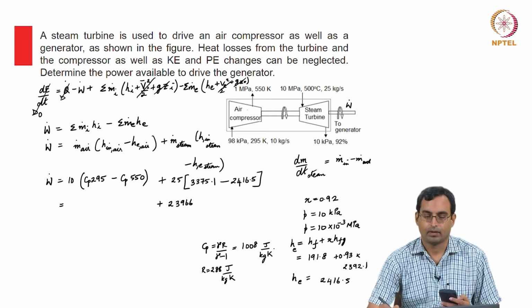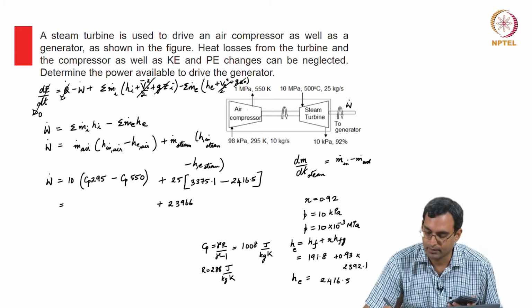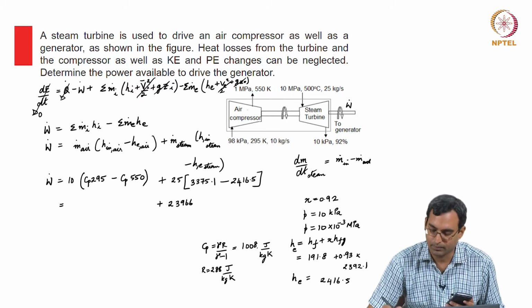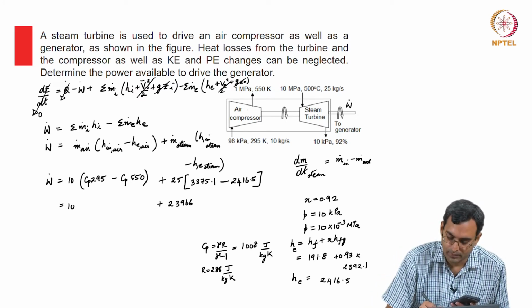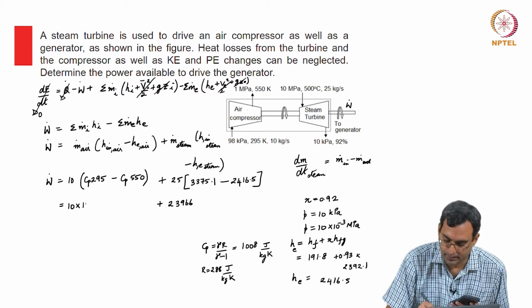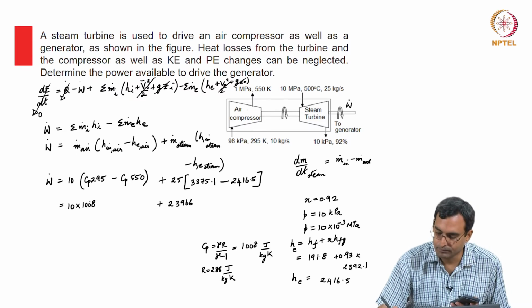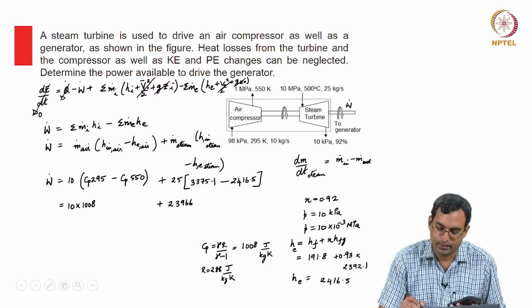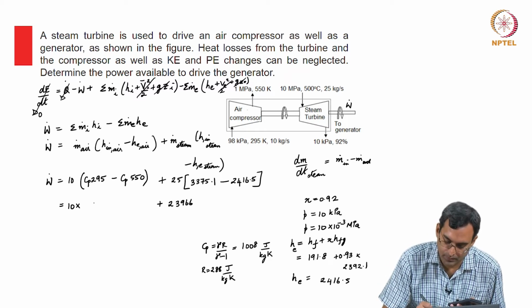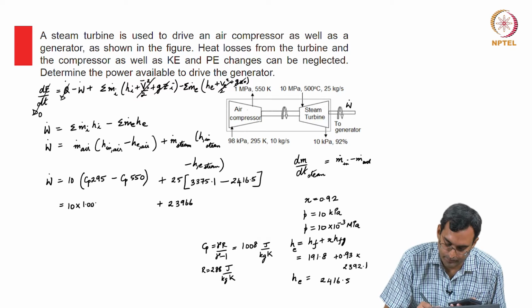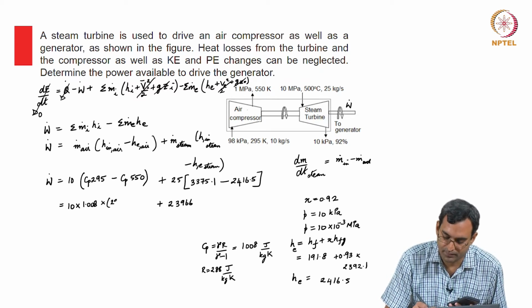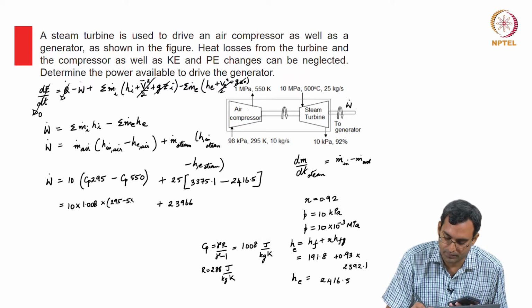In most of these kind of problems, what we see is if you take a better composition, you will get a value of about 1005 or so, but I am going to use this value anyway. So, 10 into 1008, this is joules per kg Kelvin. These are in kilojoules per kg Kelvin. So, let me convert this also in kilojoule per kg Kelvin into 295 minus 550.